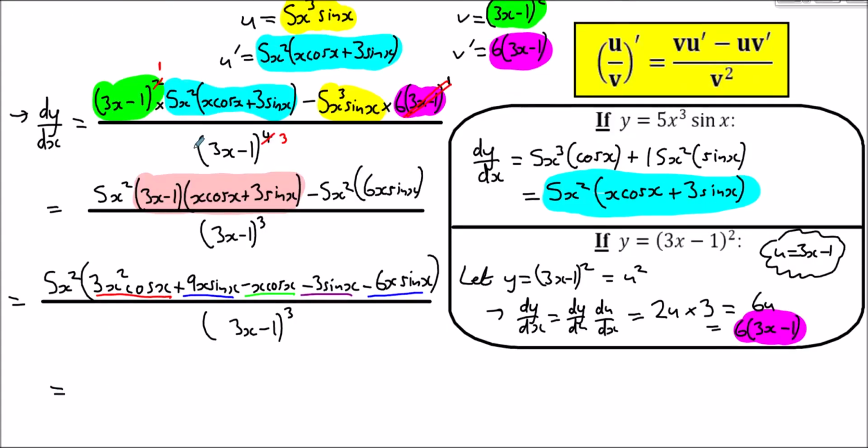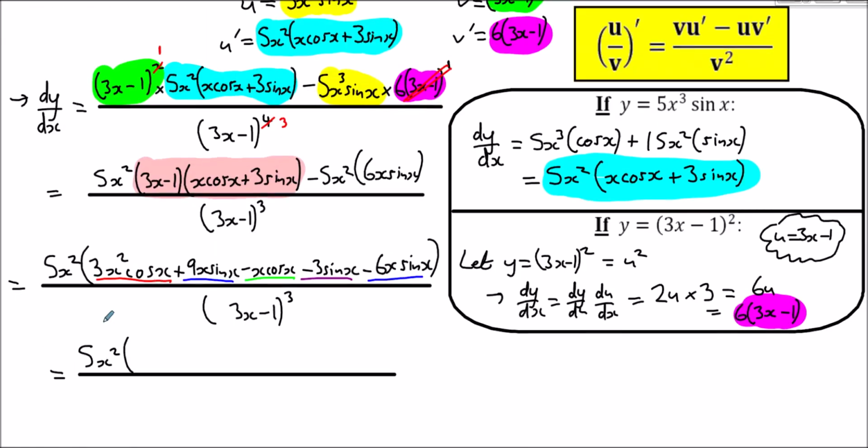So therefore, final step, this is going to equal 5x squared on the top. And then we want to say it's 3x squared cos x, 9x sin x minus 6x sin x, of course gives us the 3x sin x we require. Then we've got minus x cos x. Finally, minus 3 sin x like we had here. All over 3x minus 1 cubed.